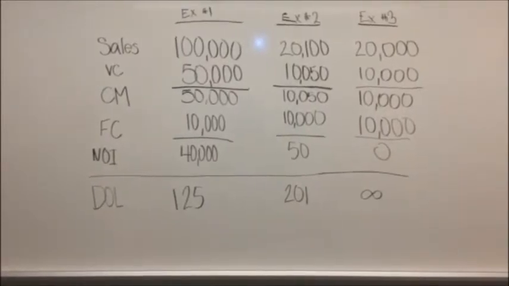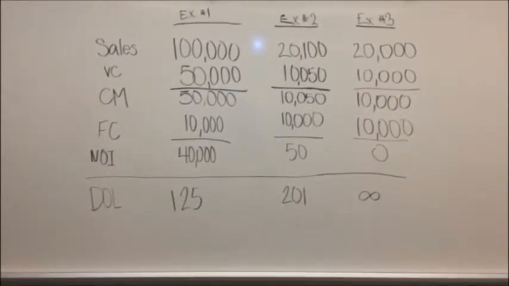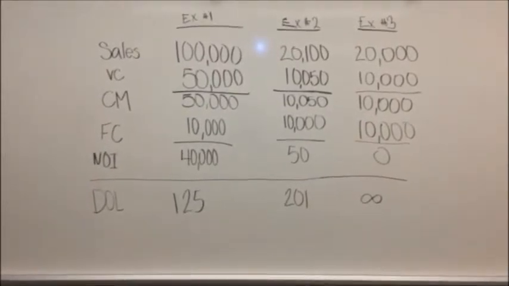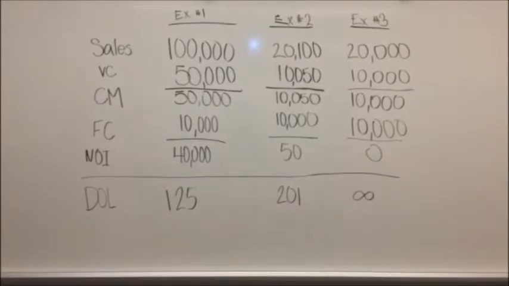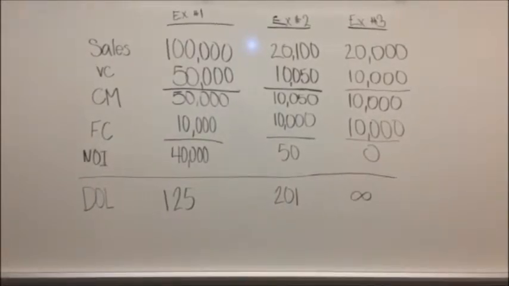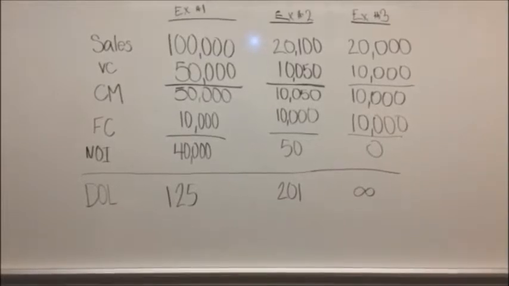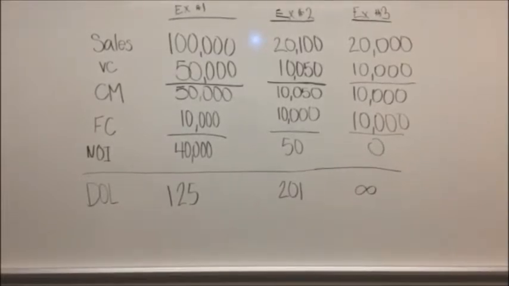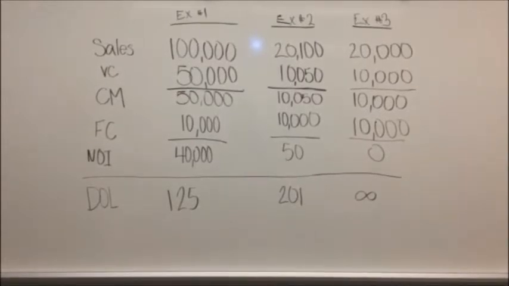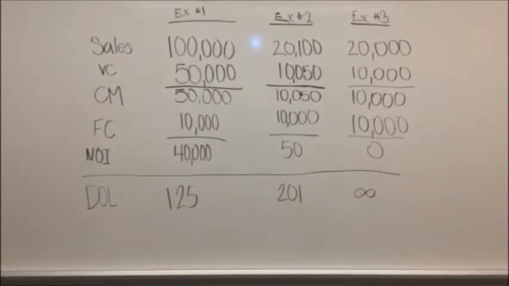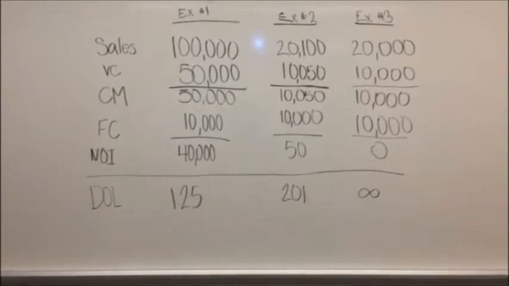As shown in this example, as we approach the break-even point, the degree of operating leverage approaches infinity, which is shown in the last column, which is example 3 for the Fresno State Farm. Degree of operating leverage shows how risky the Fresno State Farm's operating income is.